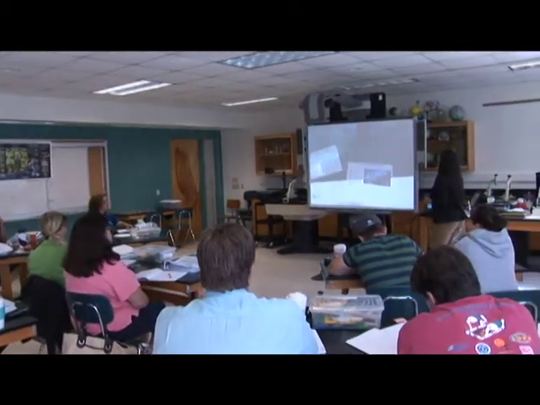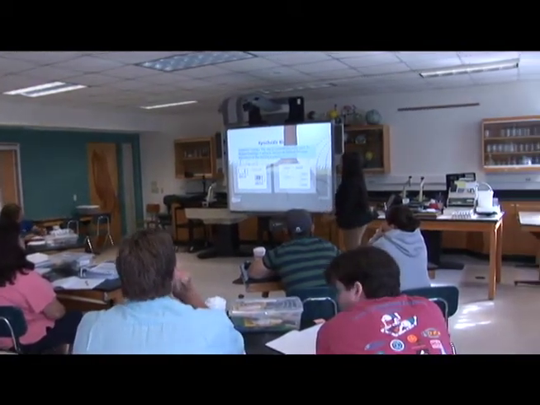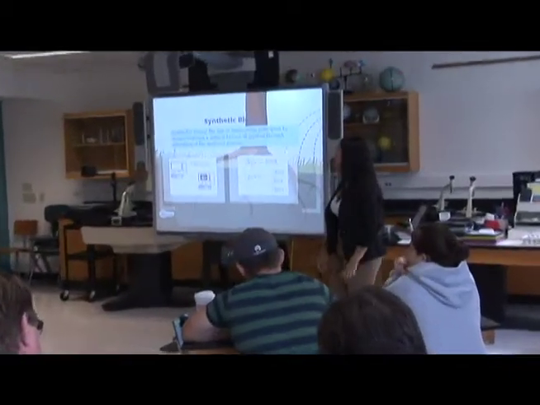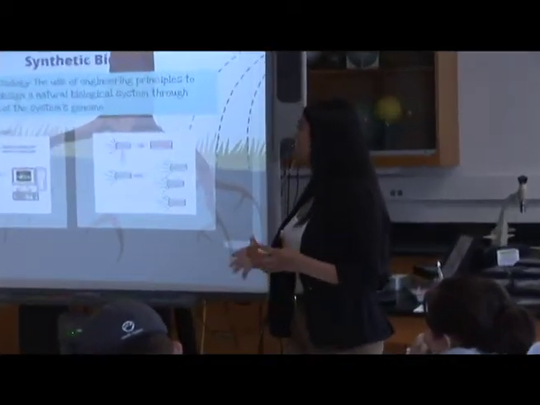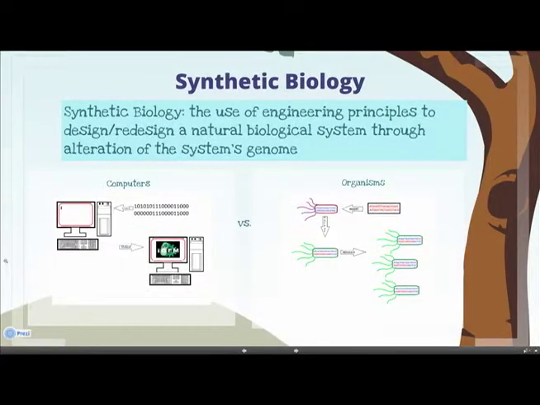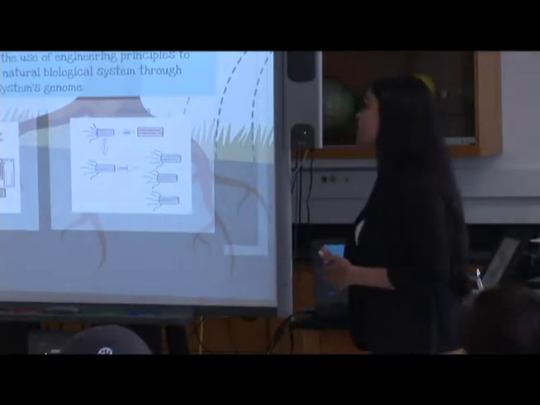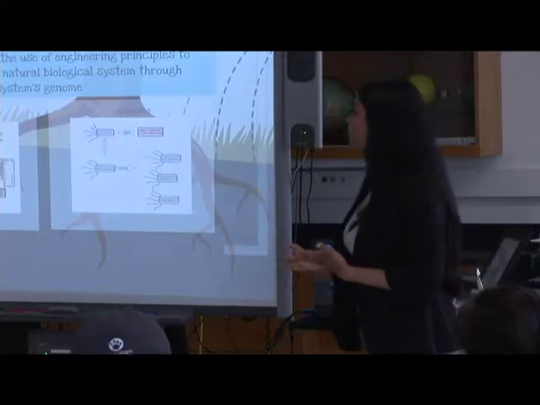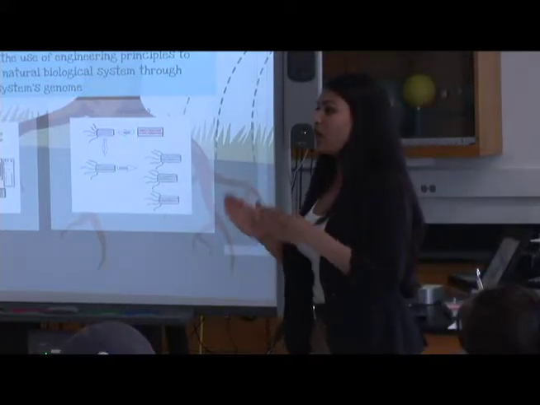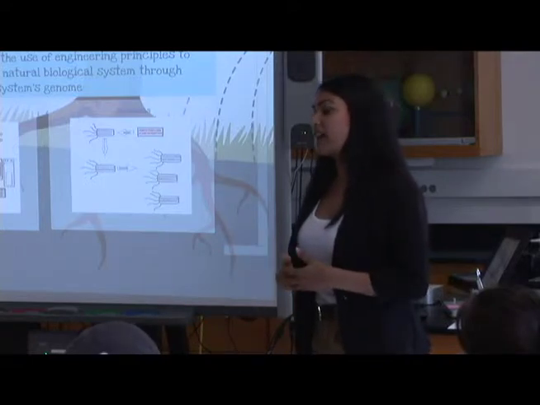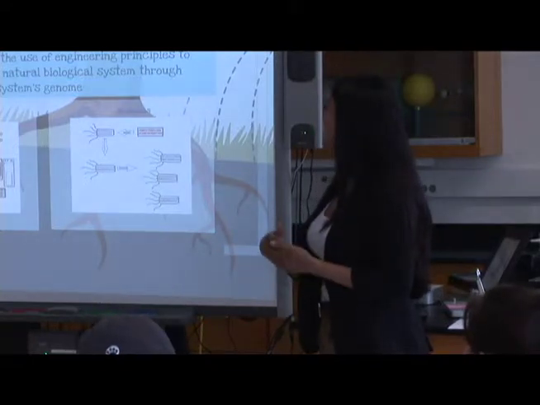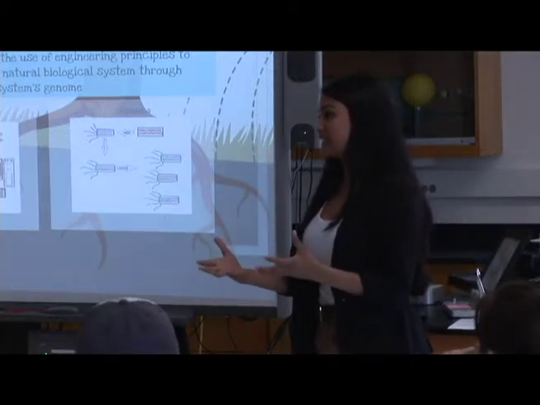Okay. All right, so what's synthetic biology? We just spoke about the central dogma, and synthetic biology uses the central dogma to its benefit to create or change systems that already exist in the body. As stated here, it's the use of engineering principles to design or redesign a natural biological system through alterations of the system's genomes. So you're taking something that already exists, modifying it in some way, and hoping that it will get carried out to what you want to see in the organism.